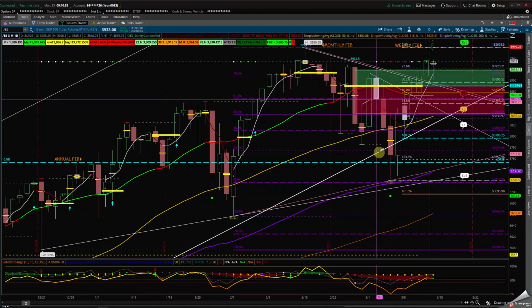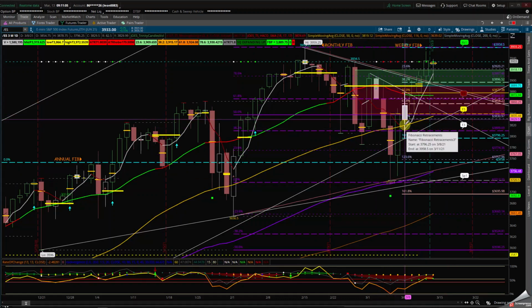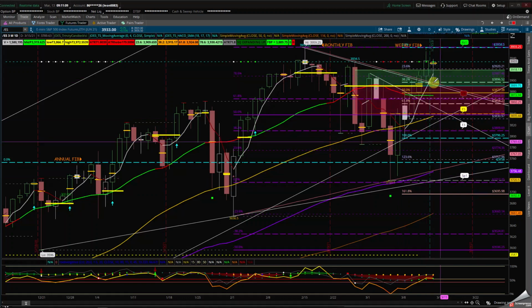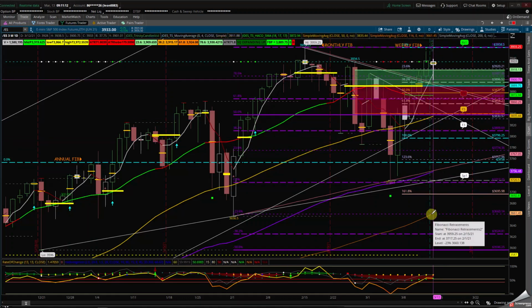Because this is no longer the annual fib. You can see it's from the March low of 2020 going higher. We retested it and we fell below the 50 simple moving average. In order to continue lower, we have to lose those levels and we have to lose the 116 SMA. Are we still trending up? Yes. Pay attention to technicals. This will help you keep in line.